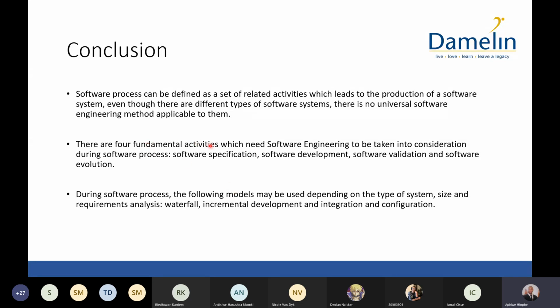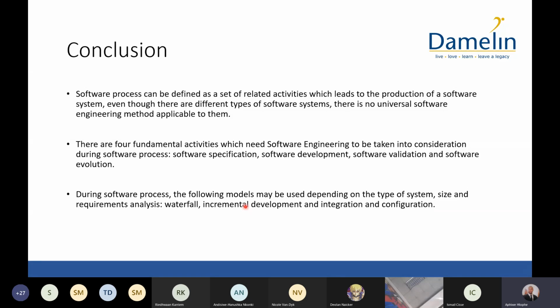There are 4 fundamental activities which software engineers need to take into consideration during the software process: software specification, software development, software validation, and software evolution, which we mentioned were basically a summary, and they were adopted to create specific models that can be applied to different factors. And during the software process, the following models can be used depending on the type of system, size, and requirements analysis: the waterfall, the incremental development model, and then the integration and configuration model.